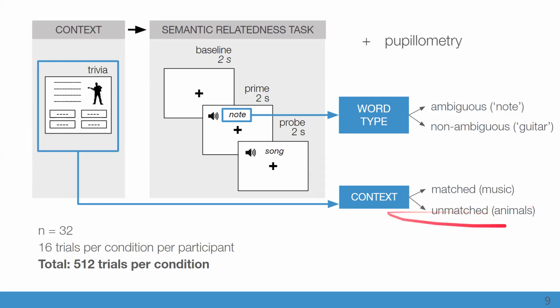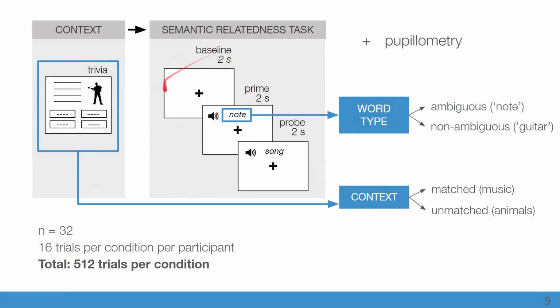So the unmatched context would act as a control situation in which we expect that it won't bias the interpretation of the word note, whereas we expect that the matched context will bias the interpretation of the word note, and thus the relationship between the word note and the word song will be faster and more accurate than when this context is not related.